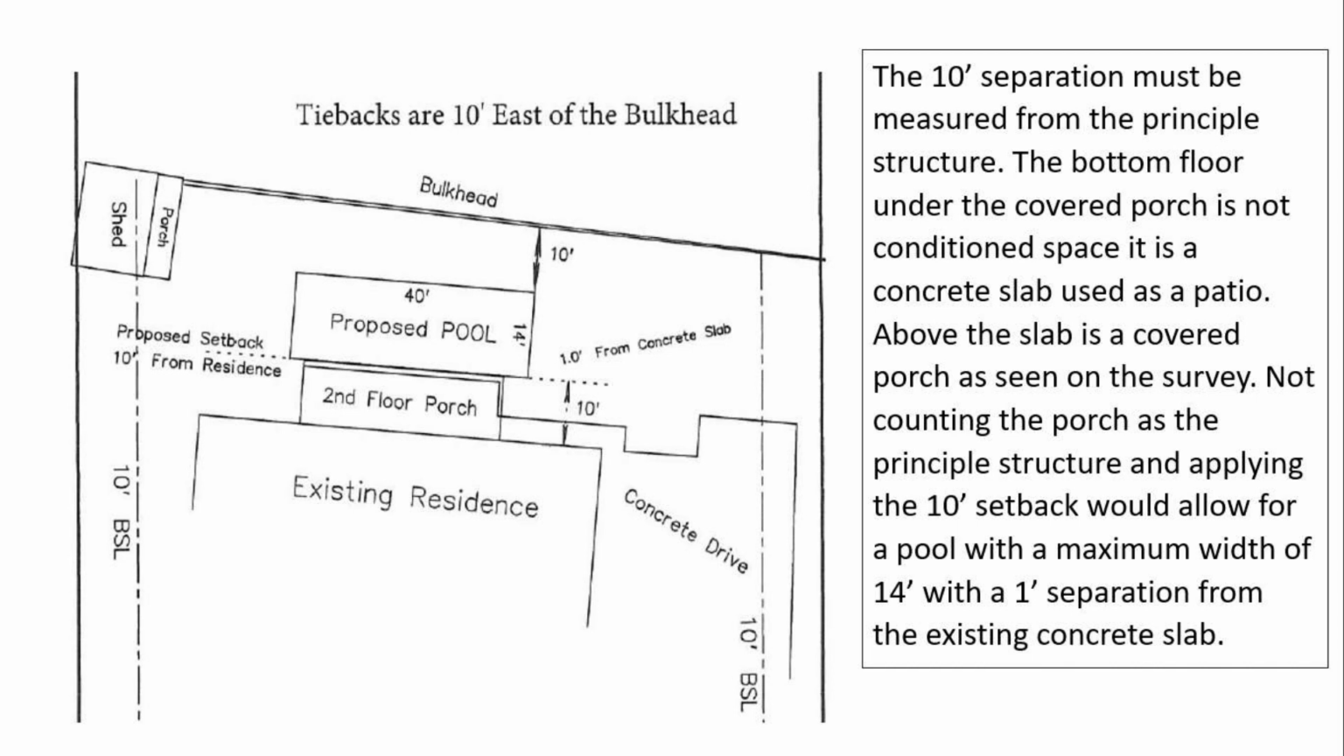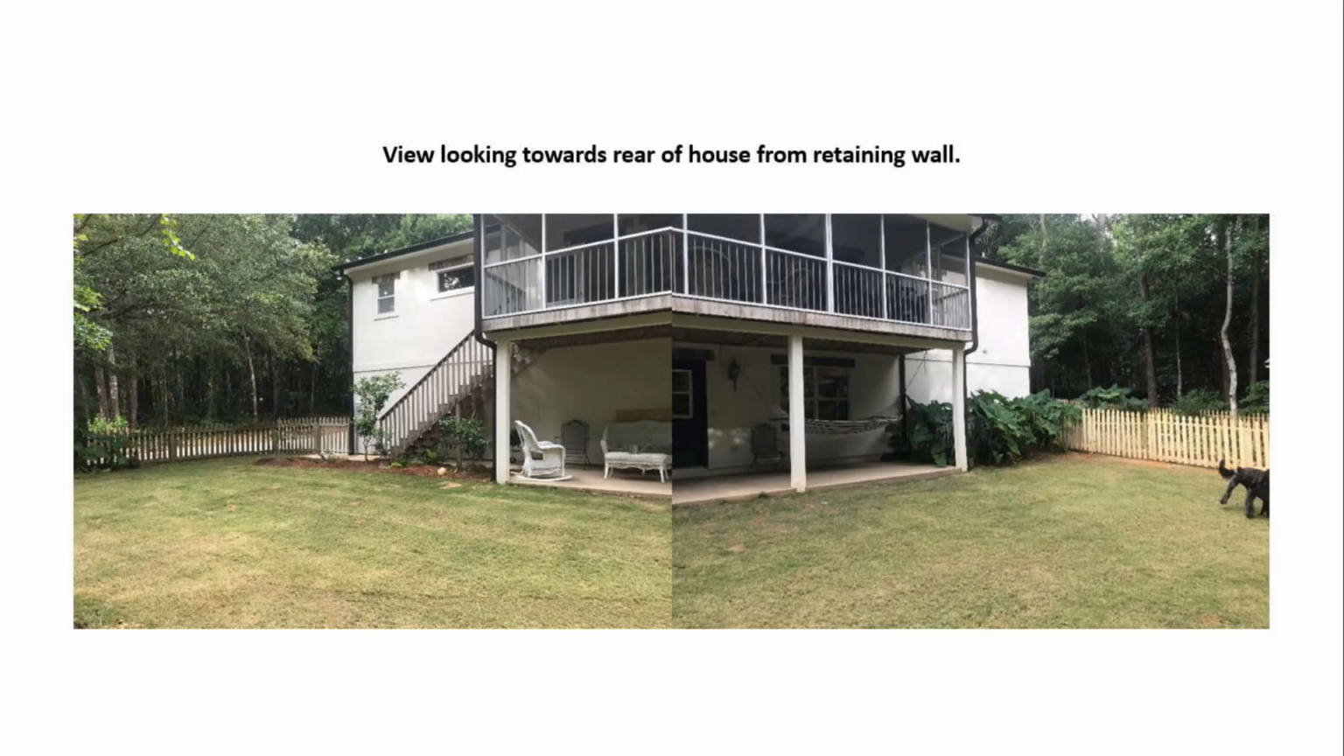Now, unique to this house, the bottom floor is actually under the covered porch. It's not a conditioned space, it's not a walled space, it's just a concrete slab used as a patio. On the next slide, I have a picture to show that. If you do not count the porch as the principal structure and you apply that 10-foot setback, that would allow for a pool with a maximum width of 14 feet, and there would be just a 1-foot separation from the existing concrete slab to where the pool would be. This is two pictures taken of the left and right, merged together, of what the rear of the house looks like.